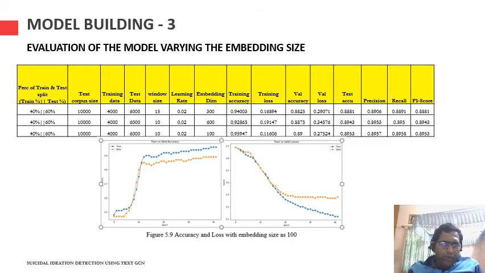We also evaluated models varying the embedding sizes, making the embedding sizes 300, 600, and then 100. We were not able to see any major difference in the test accuracy. But with an embedding size of 100, we were able to see the training accuracy going up to 95%, though the test accuracy remained at 89%.